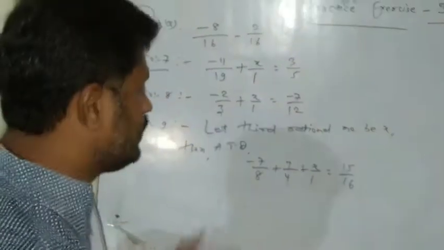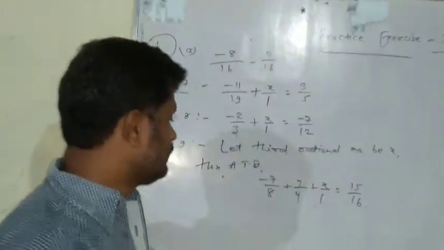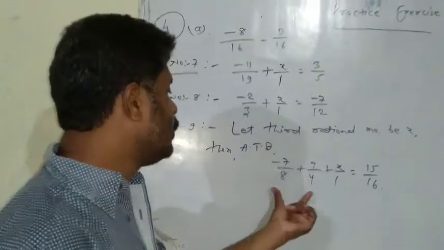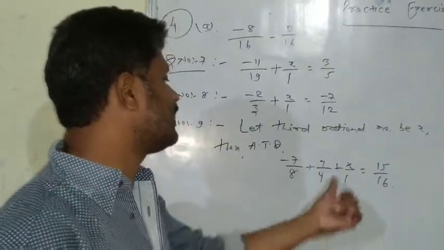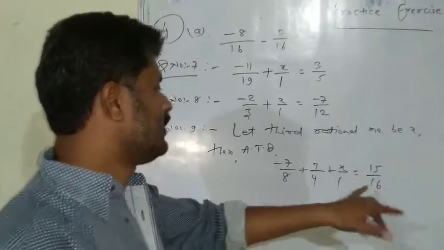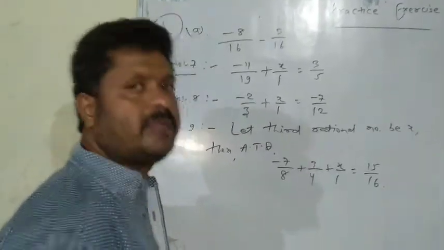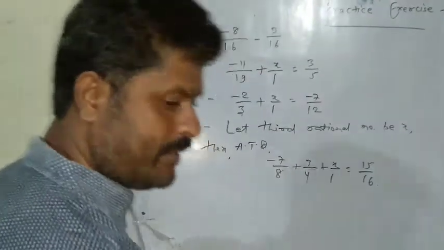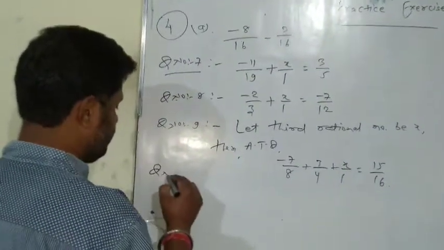I think you may solve this. This and this will be solved first. And if the sum of these two is subtracted from 15 by 16, then you will get your answer. Okay? Now question number 10.